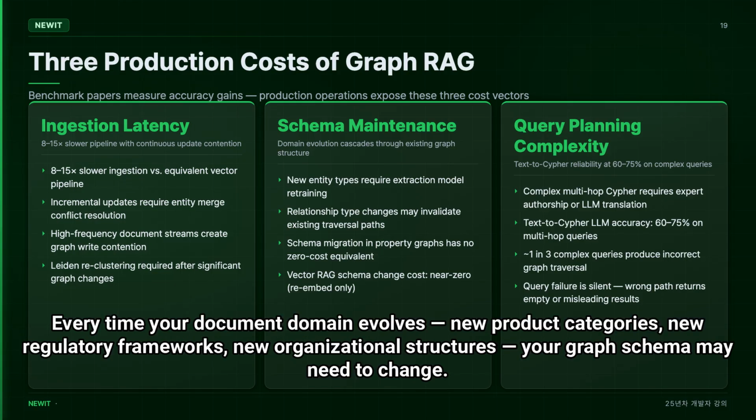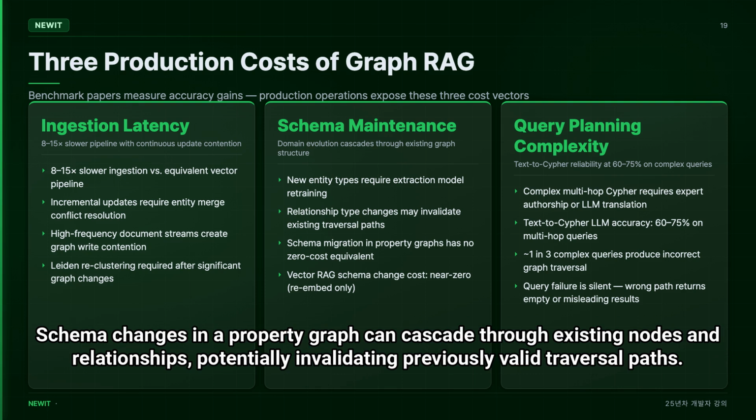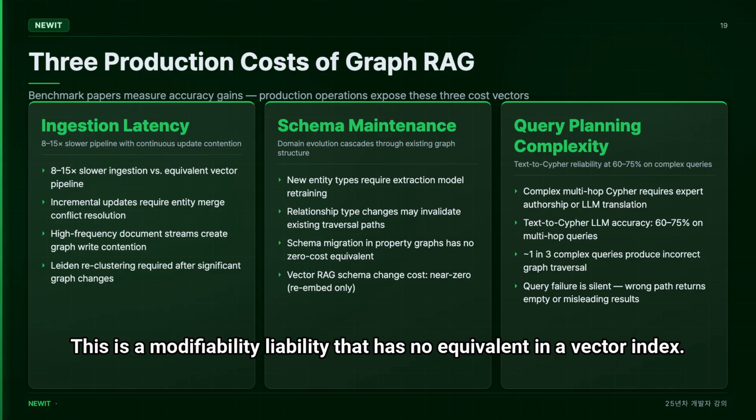The second cost is schema maintenance burden. Every time your document domain evolves, with new product categories, new regulatory frameworks, or new organizational structures, your graph schema may need to change. Schema changes in a property graph cascade through existing nodes and relationships, potentially invalidating previously valid traversal paths. This is a modifiability liability that has no equivalent in a vector index.